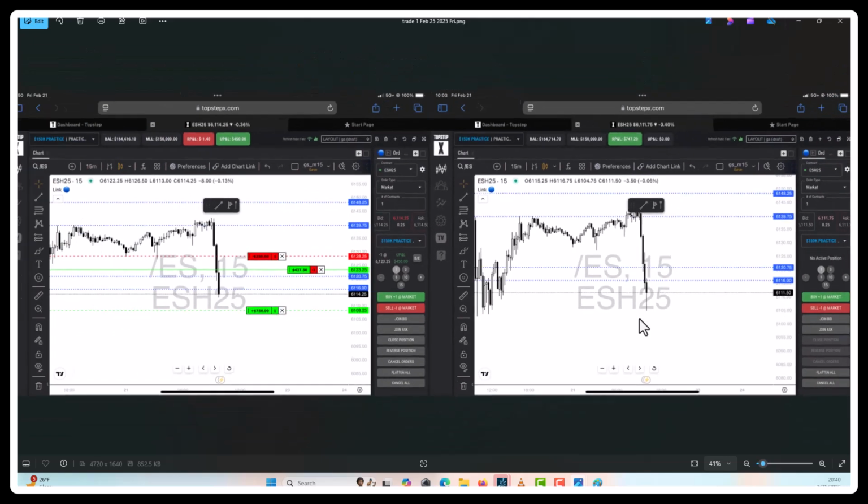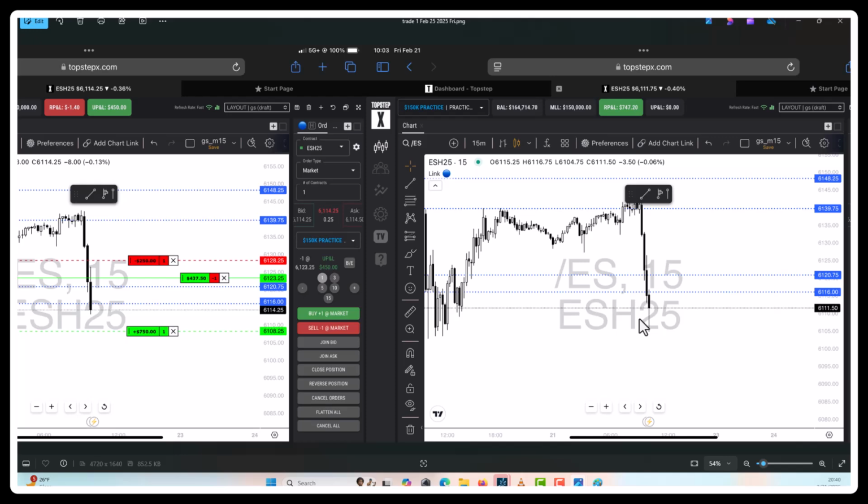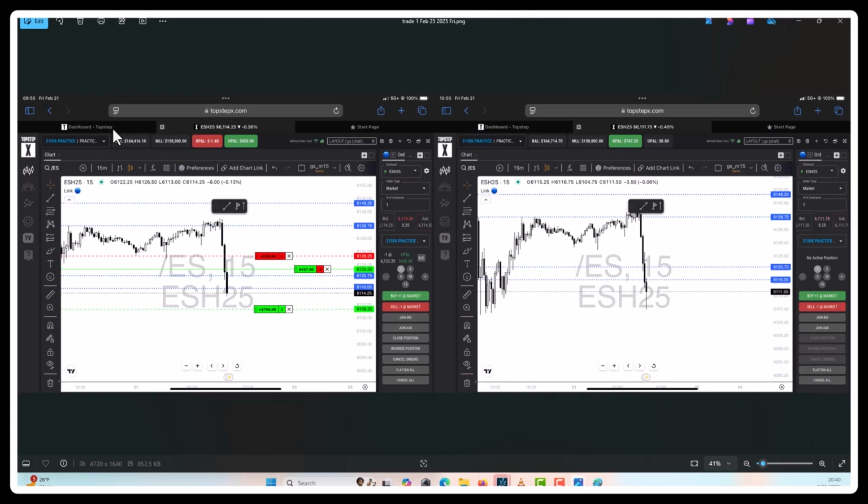But for some reason we didn't, and that's the lesson we learned right there. Just stick with the plan. As soon as you reach the level on the high time frame, then let it go with that conviction. So that's the first trade we take.